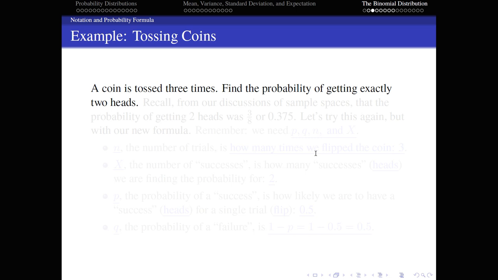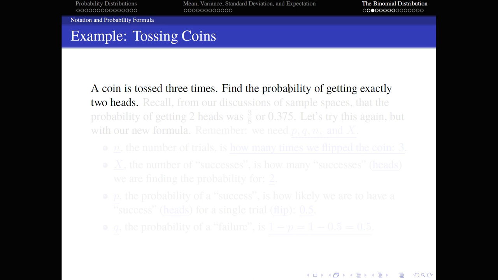So let's say we toss a coin 3 times, find the probability of getting exactly 2 heads. Note that little n is going to be 3 in this case. X is going to be 2. This is a coin, so the probability of success on any single trial, that P, is the probability of success on any single coin flip. That's going to be 0.5. It's the probability of getting heads, or success. And then Q, the probability of failure, is also going to be 0.5.